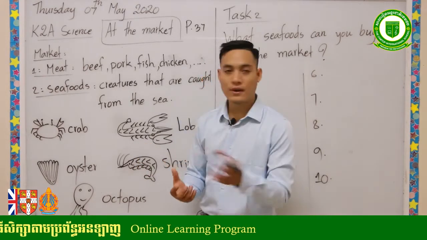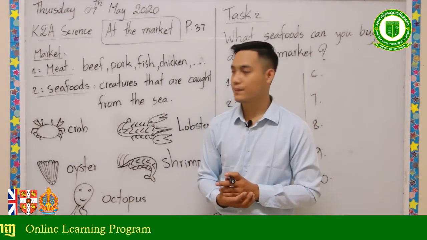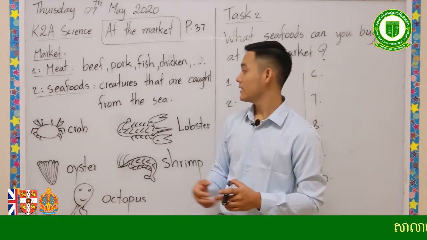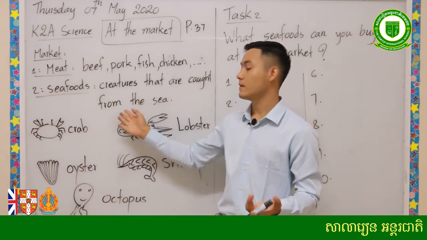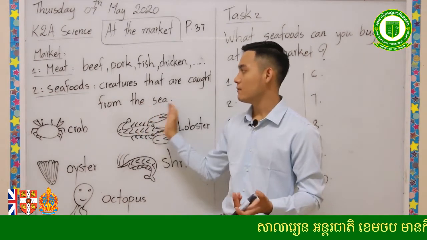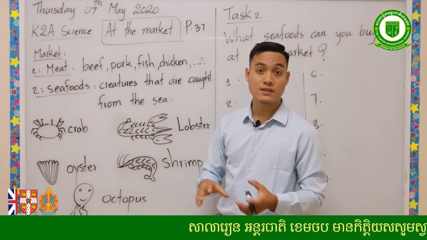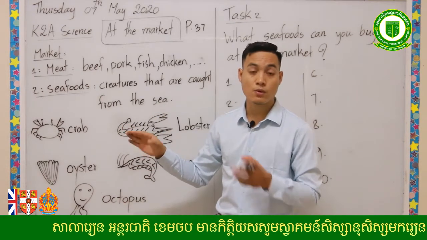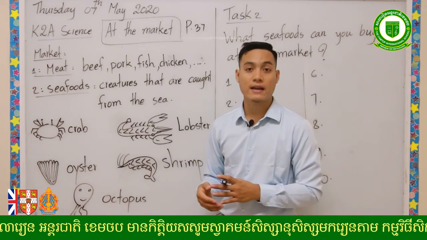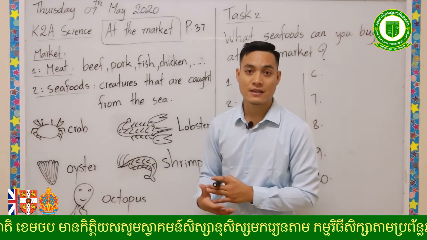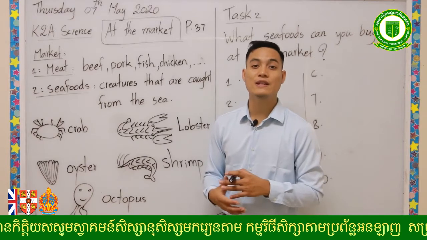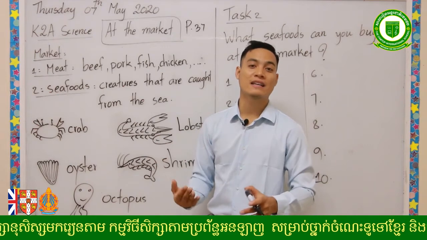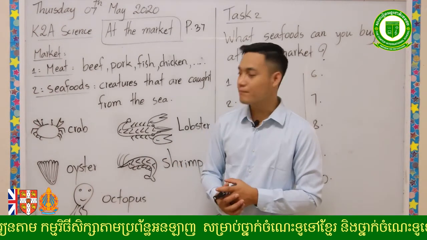So what is seafood? Seafood refers to the creatures that are caught from the sea. It refers to the animals that live in the sea, and then people go and catch those creatures from the sea and send them to the market and sell them there. So basically you don't need to go to the sea by yourself. You just go to the market, and you can buy or find the seafoods over there.